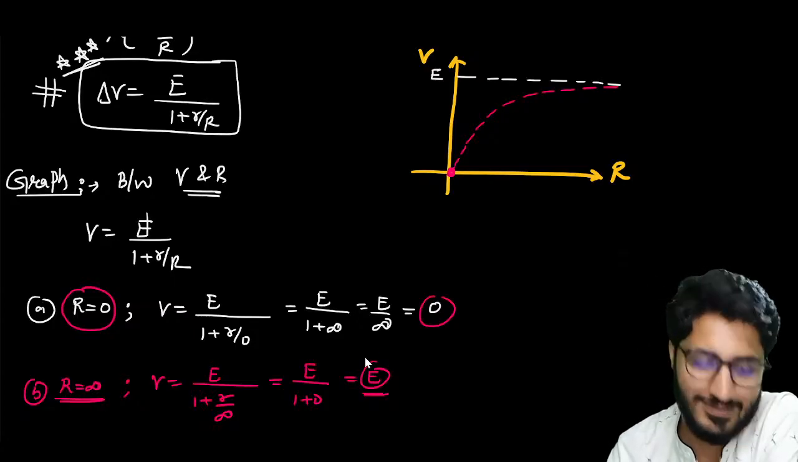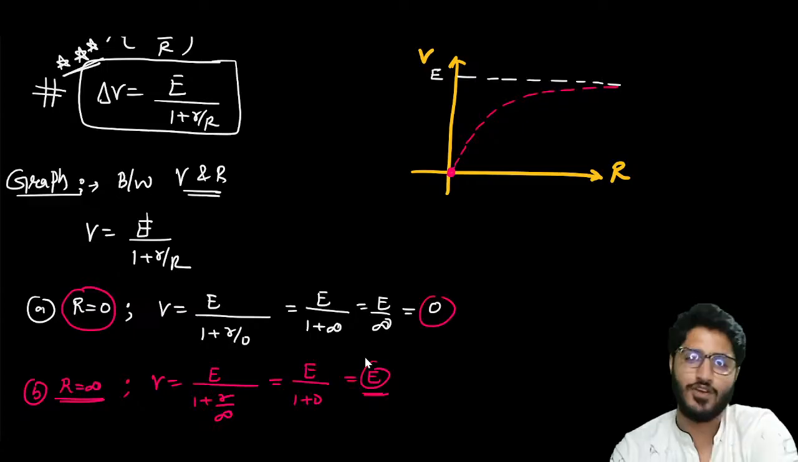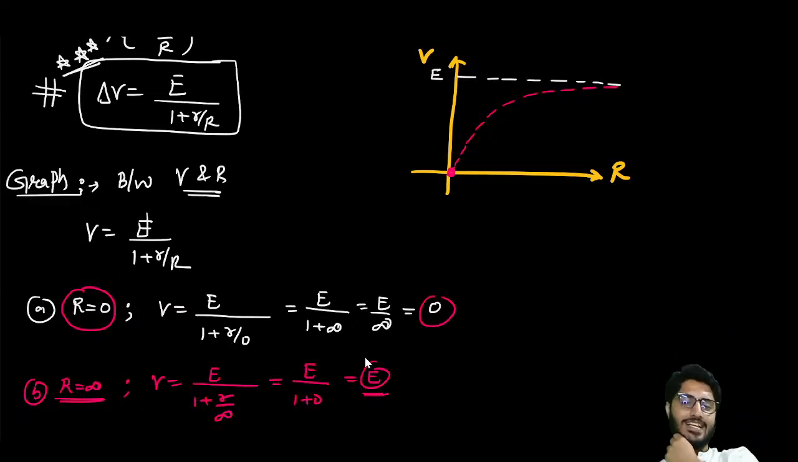Done now? Easy or super easy? So we are drawing a graph between the terminal potential difference and the resistance. If my resistance is 0, my V will be 0. If my resistance is infinite, my V will be E.